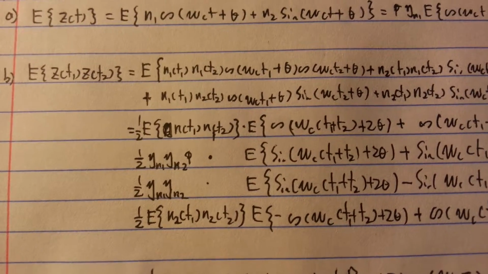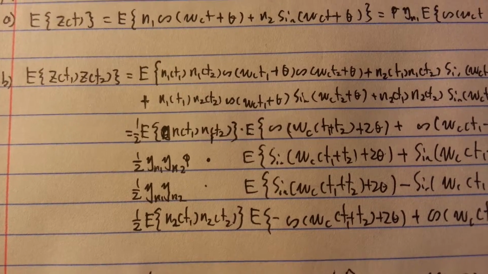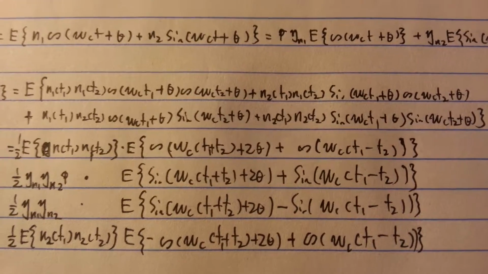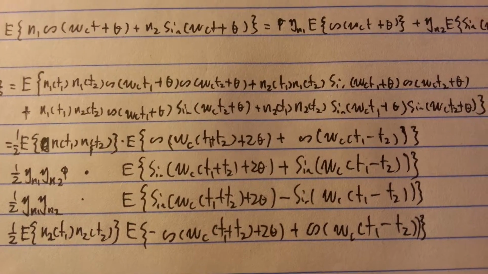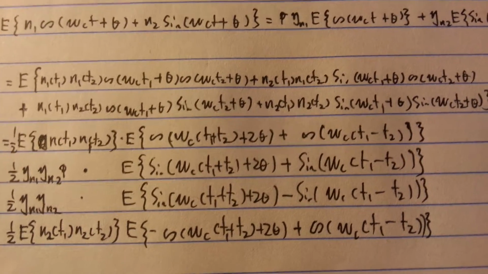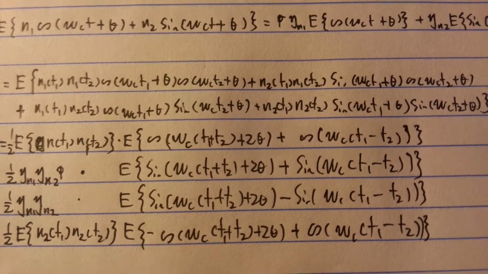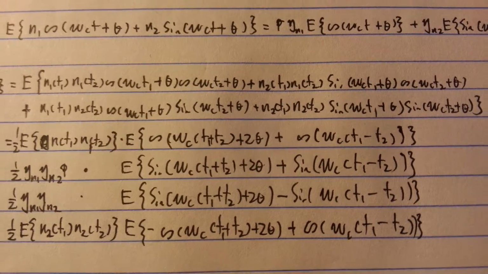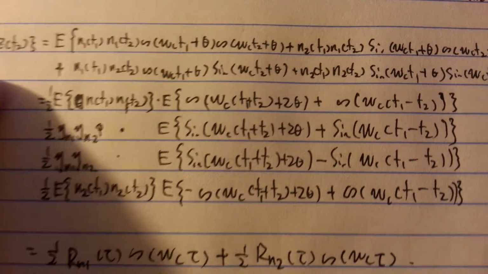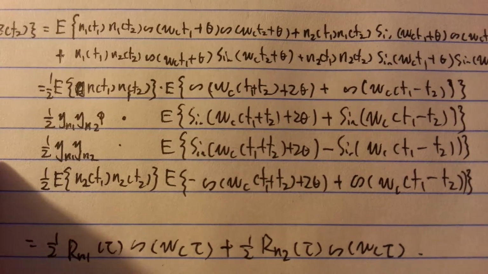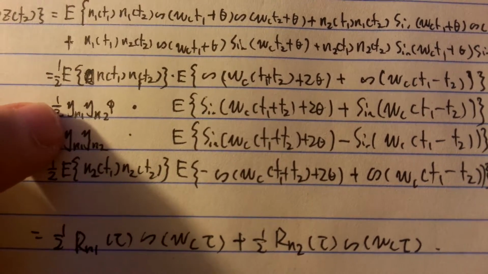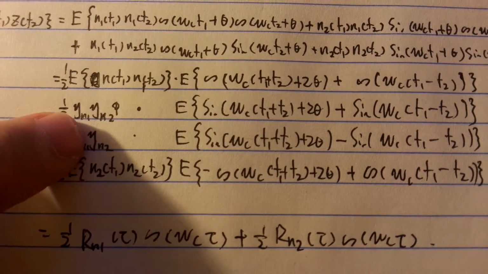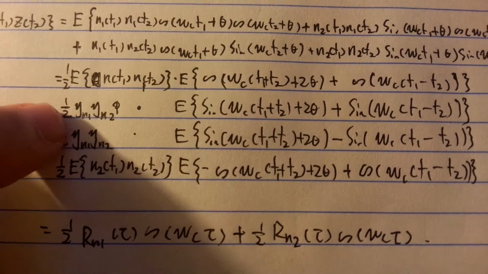Secondly, we need to find this random process's autocorrelation function. This is just the expectation of z of t1 times z of t2. First, we expand the equations and translate cosine alpha times cosine beta into cosine alpha plus beta plus cosine alpha minus beta, and so on. Finally, what we get is these four rows, and for n1 times n2, because they are independent, the expectation of them is just the product of their expectations.